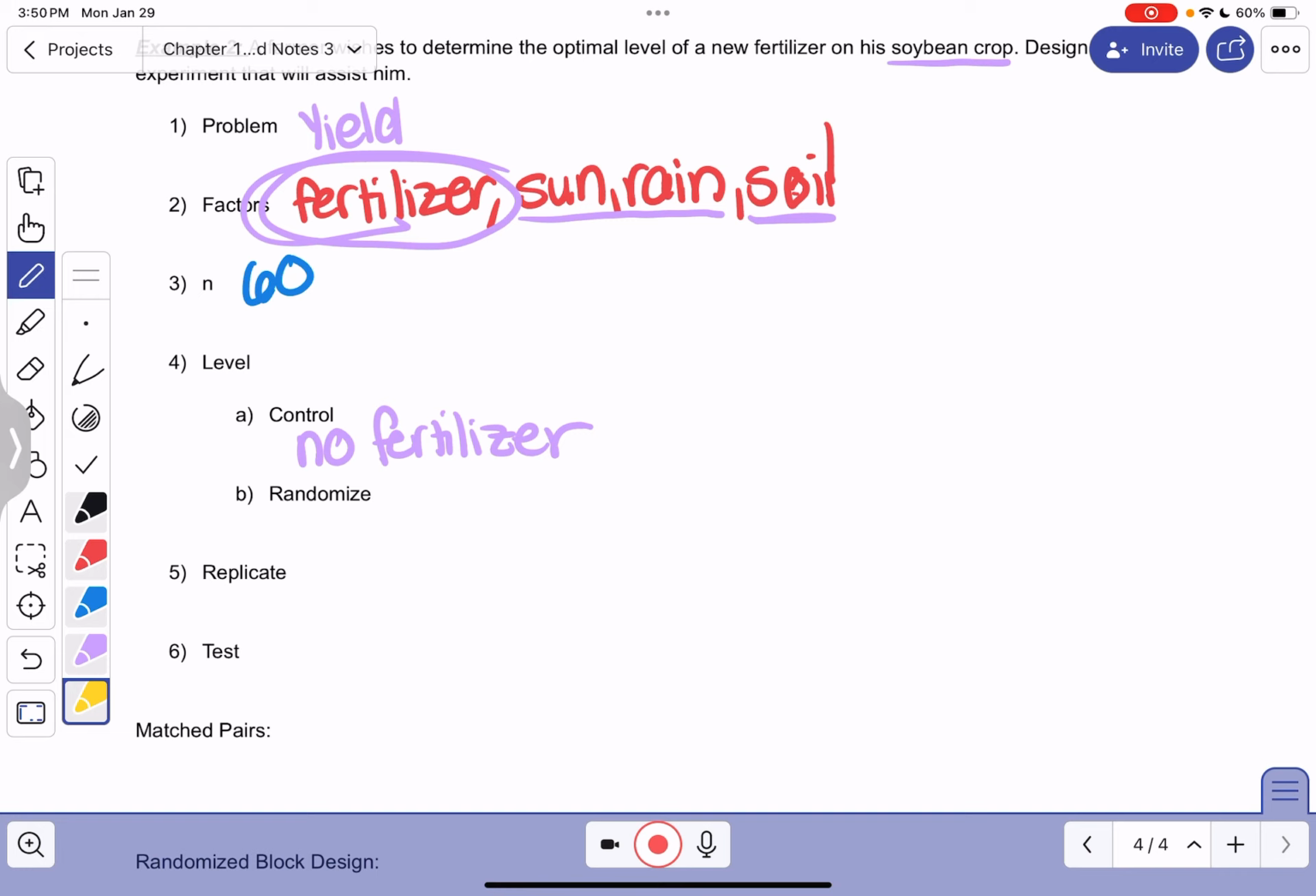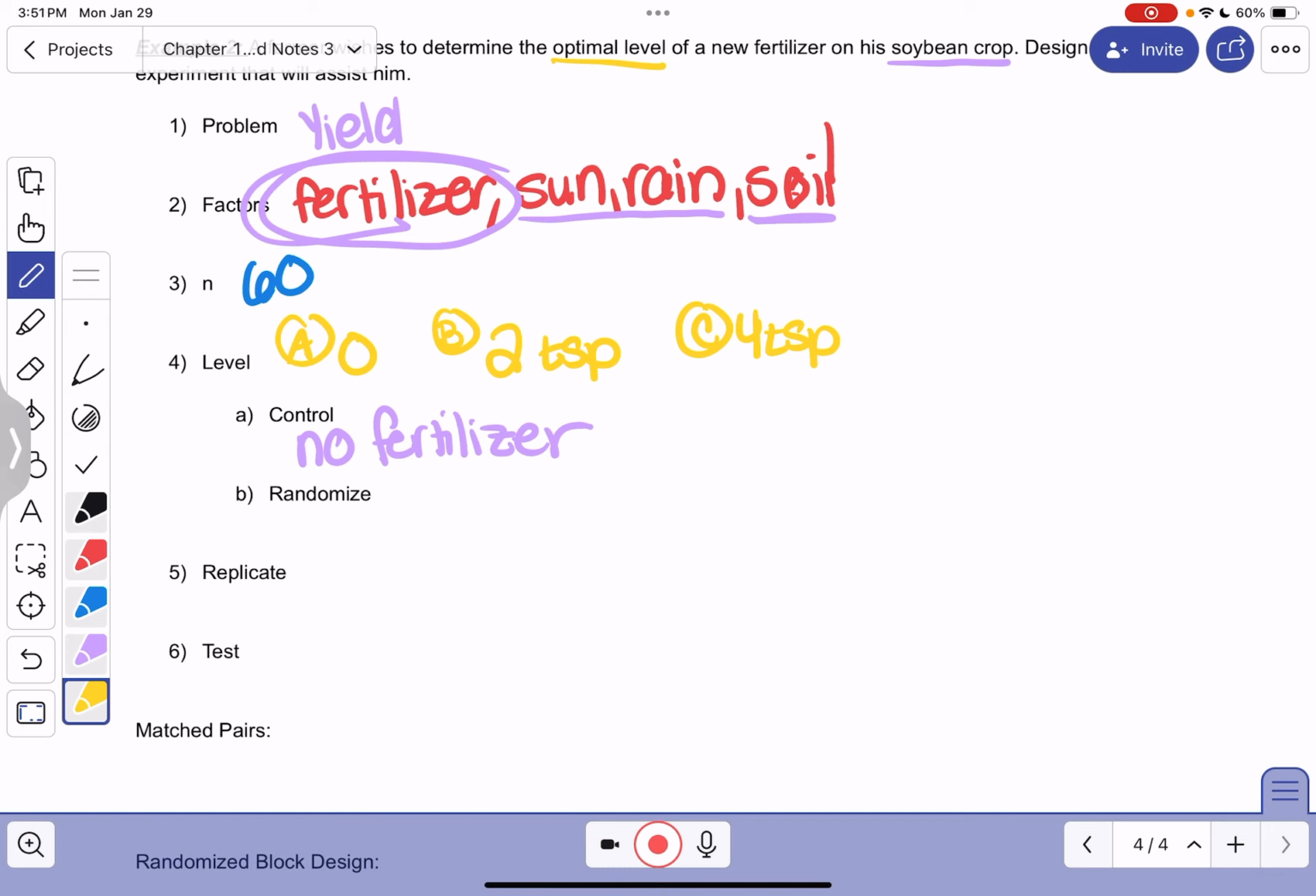And then a good thing, if he's looking for optimum level, we want to use a couple different levels. So group A uses none, group B uses 2 teaspoons, and group C uses 4 teaspoons. So that gives us 3 levels. And then randomize, maybe we number the plants 1 through 60, pick them out of a hat, and then that's how they get put in there. Some kind of random assignment like we talked about before.